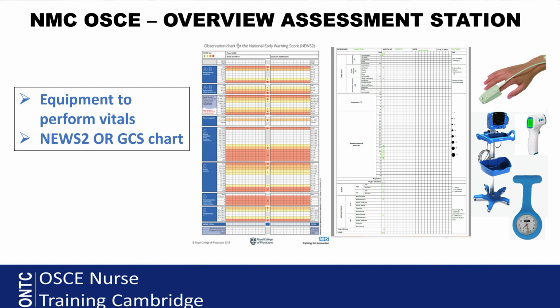And then you're given a chart to plot your vitals. It's a NEWS chart or a GCS chart. The GCS chart is for a neuro patient, and the NEWS chart is for every other scenario and every other diagnosis, okay? Whether it's a community or hospital setting, everything else is on the NEWS chart. Your neuro scenario is on the GCS chart.